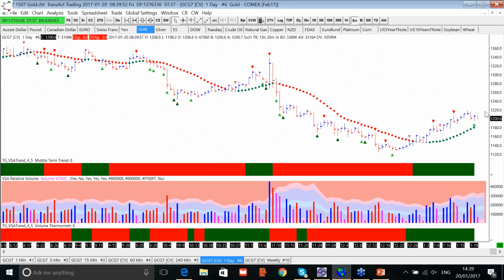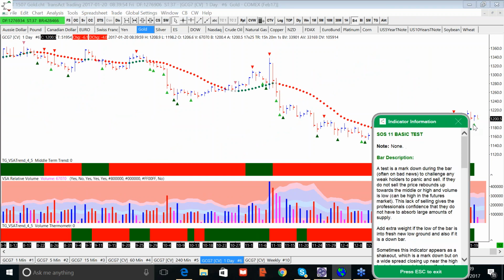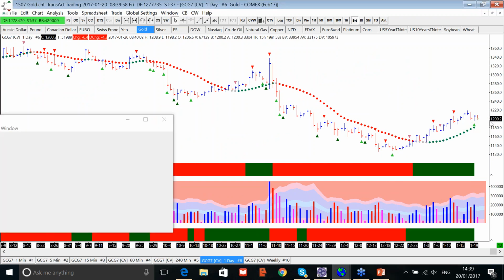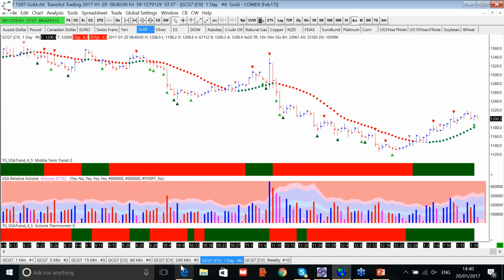Today, look at the daily chart. We can see where we're at. We had a test yesterday, but it was on very high volume. So very likely they're going to come and want to retest this area. So 1200 was a key level.